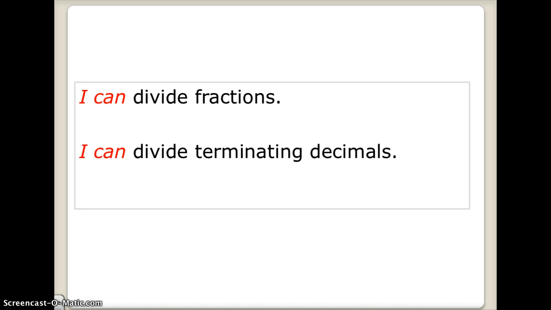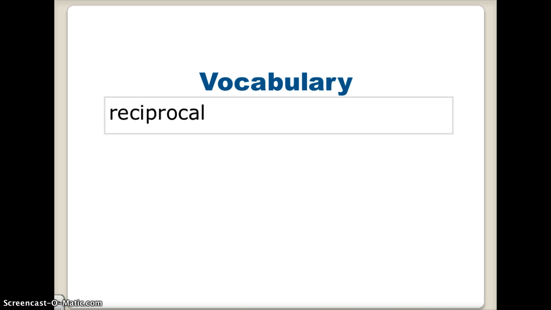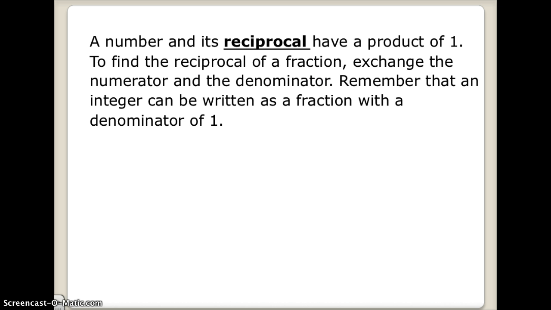Next step, dividing fractions. We need to know what reciprocal means. A number and its reciprocal have a product of 1. To find the reciprocal of a fraction, exchange the numerator and the denominator. That means trade their places. Remember that an integer can be written as a fraction with a denominator of 1.